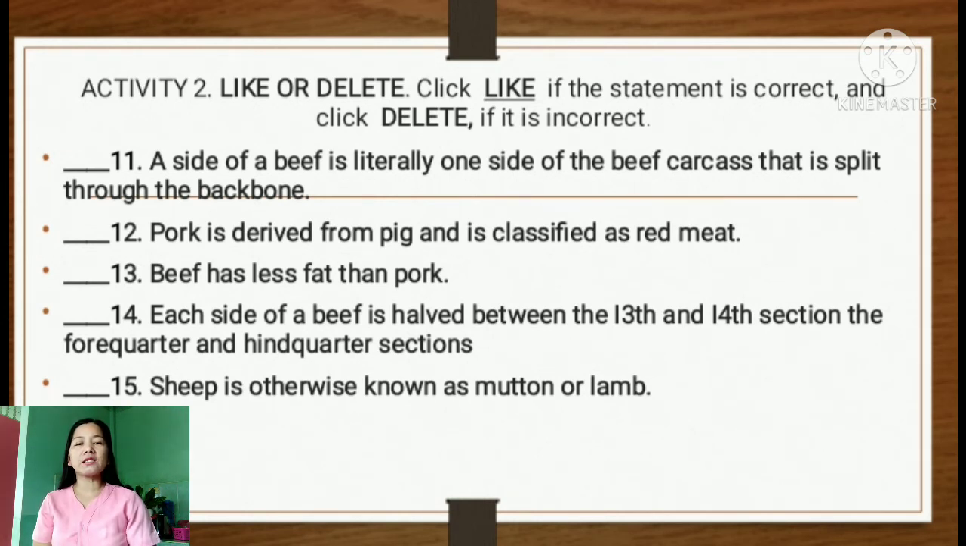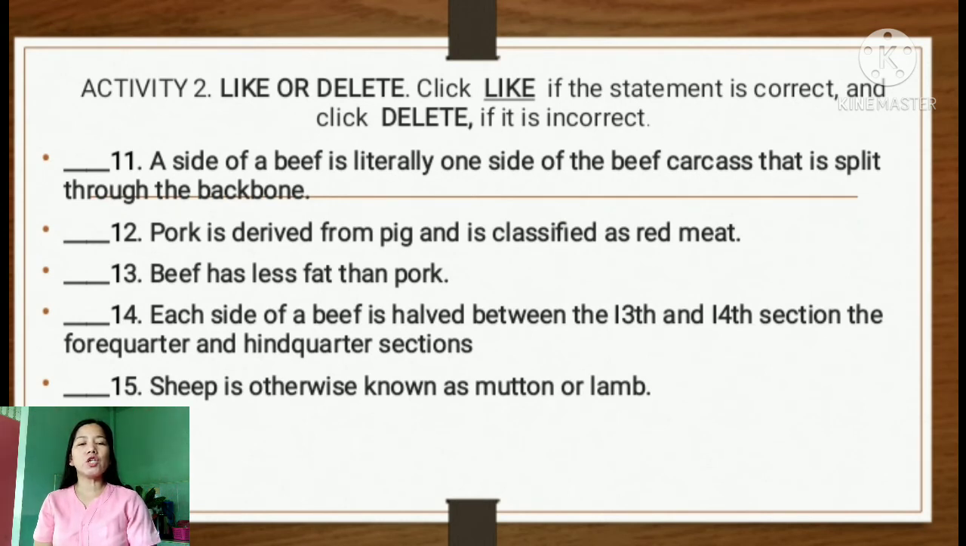Number 12, pork is derived from pig and is classified as red meat. Number 13, beef has less fat than pork. Number 14, each side of a beef is halved between the 13th and the 14th sections, the forequarter and the hindquarter sections.